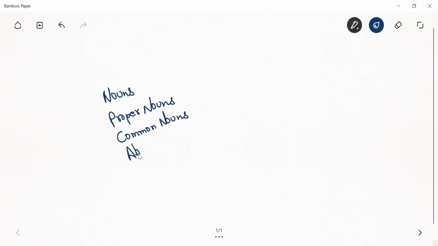Proper nouns, common nouns, gender nouns. Yes, I am telling. First is nouns. Under this, you have to cover proper nouns, and also collective nouns. Common nouns. Yes, I'm going one by one. Common nouns, abstract nouns.